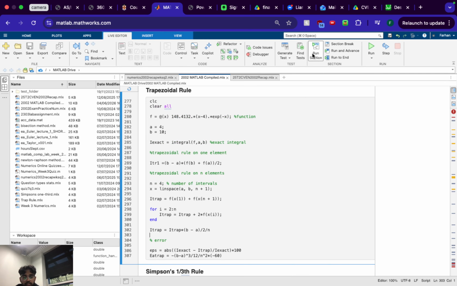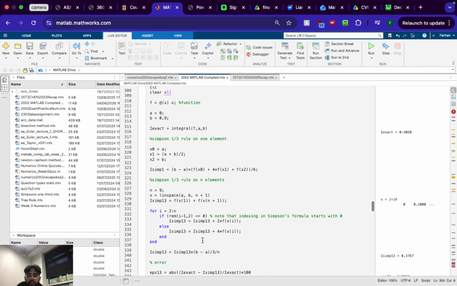So for example, if I run this, this is my exact integral. This is my trapezoidal area. You see there's a bit of a difference. That's my EPS, whatever that means, and that's my error here. Oh, it should be EPS, sorry. Epsilon. Is that how you spell epsilon? EPS? Yes, it is. Sorry, not good at English.